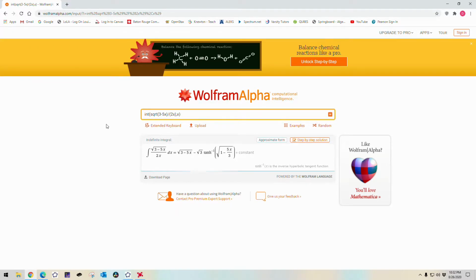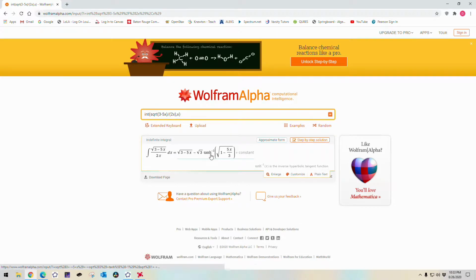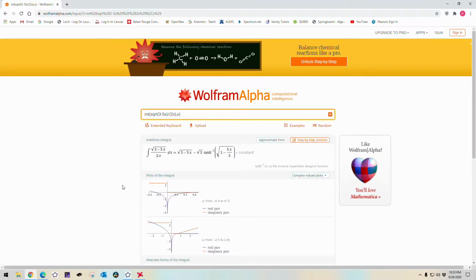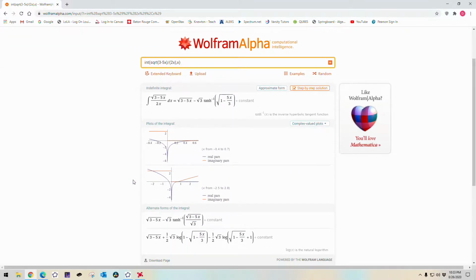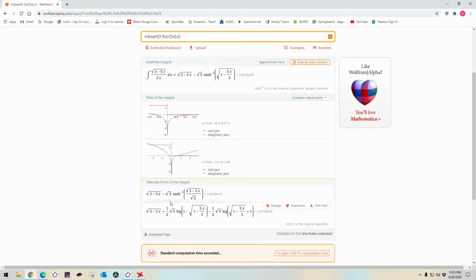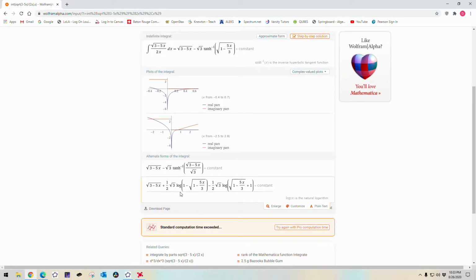So there's a first solution for us right there, and you'll notice it involves this inverse tan with an h. That's an inverse hyperbolic tangent. Notice it's still thinking, and here it goes. It plugs out a few more. Here's the one that we'd be more familiar with right here.